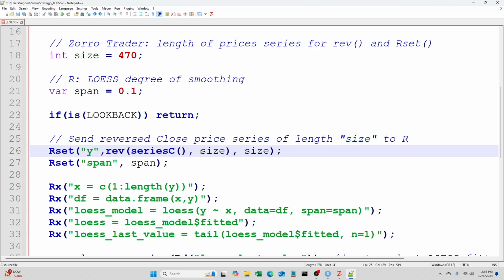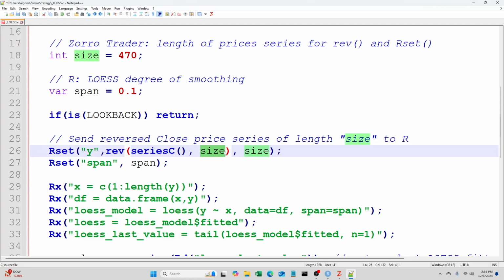If you don't specify the size here, then Zorro will use the look back period that is specified or calculated, and it is not always the case that you want that. For whatever reason, in other scripts, you may want a look back of 500, but you want the size of whatever you're passing to be 20. Then you have to specify the size here.